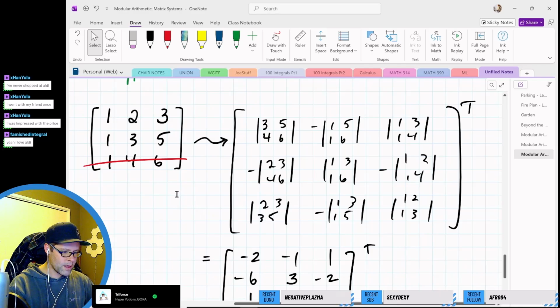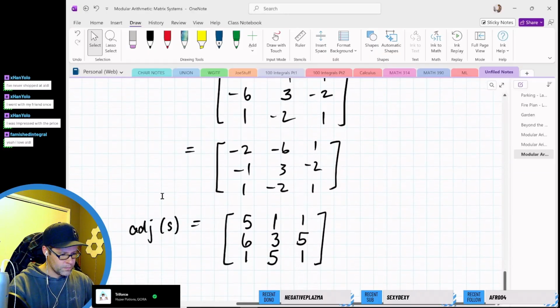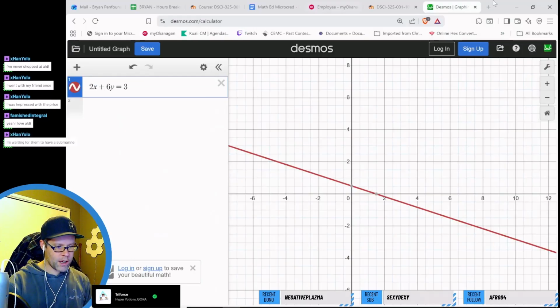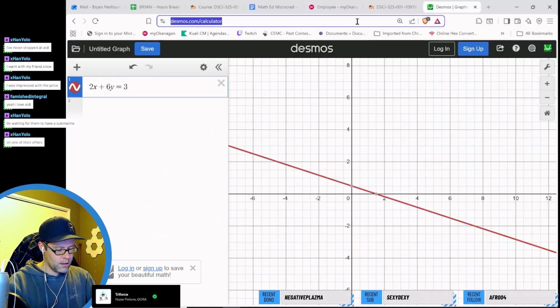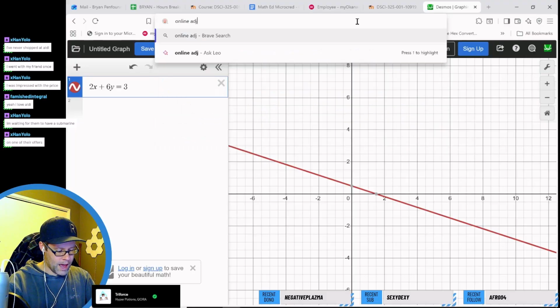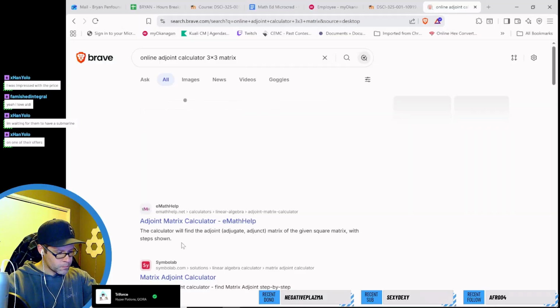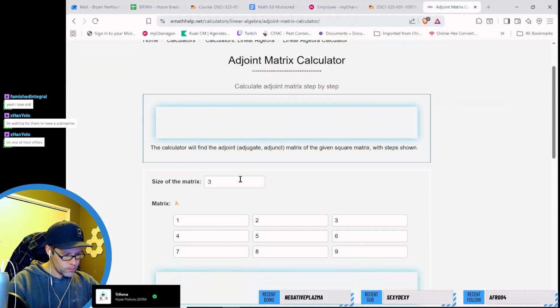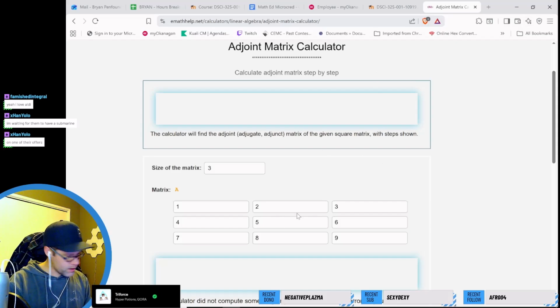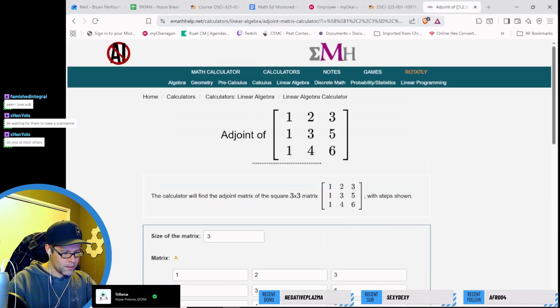1, 3, 5, 1, 4, 6. I think that's fine. I might just quickly check this online. So I need an online adjoint calculator for a 3x3 matrix. Okay, let's put our matrix in: 1, 2, 3, 1, 3, 5, 1, 4, 6. Calculate.